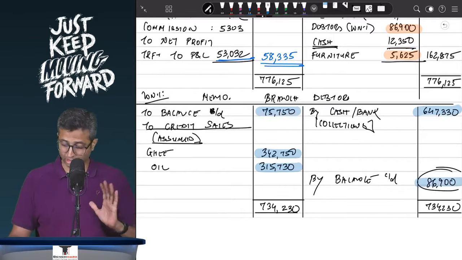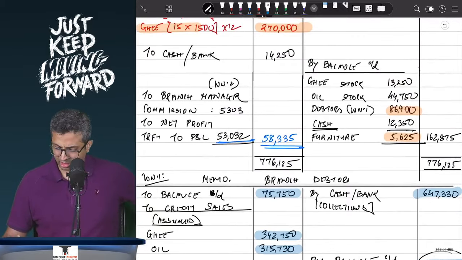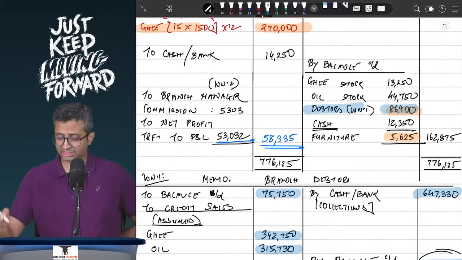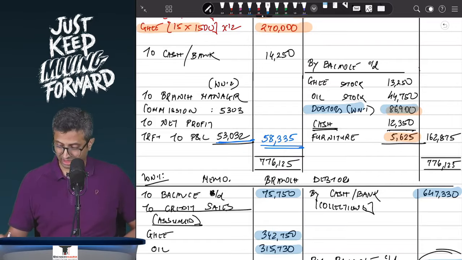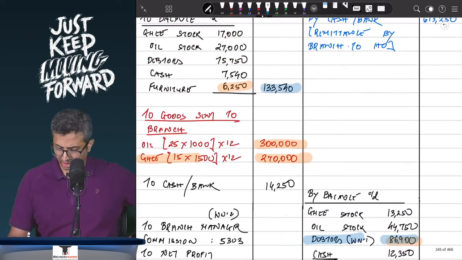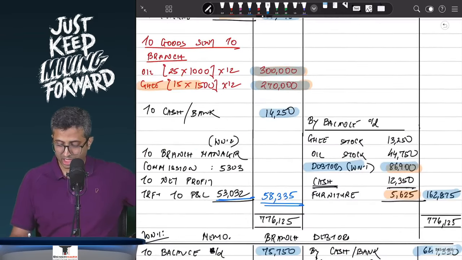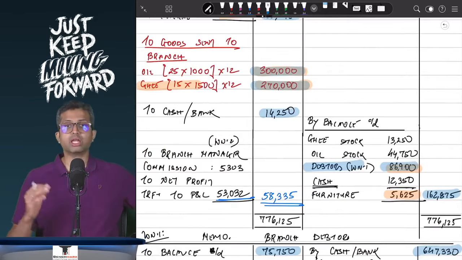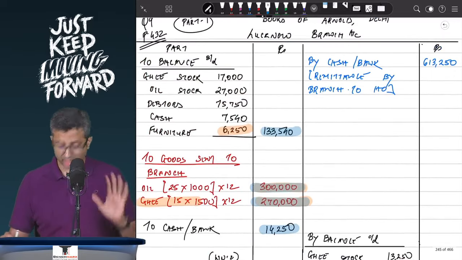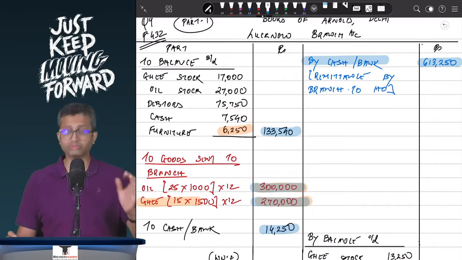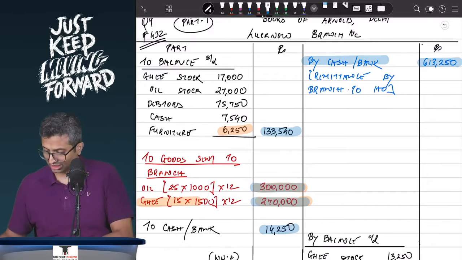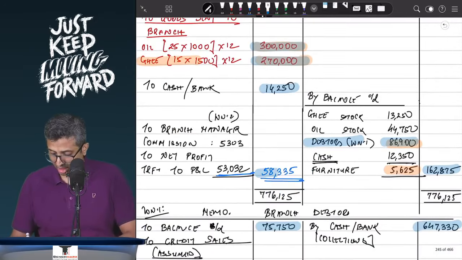This is your balance. Now when I look at the debtors, this will be 86,000 coming from the working out. Everything else is given to us, and hence this is 162,875 in the opening. This was 1,33,540. During the year, there will be some goods sent to branch 3 lakhs, as well as for ghee 2,70,000. Some expenses paid of 14,250. Now, if you are preparing the branch account, this is the branch debtors method. Cash bank will be the remittance that will be there. Now, if you sit and calculate the net profit, this will be around 58,335.